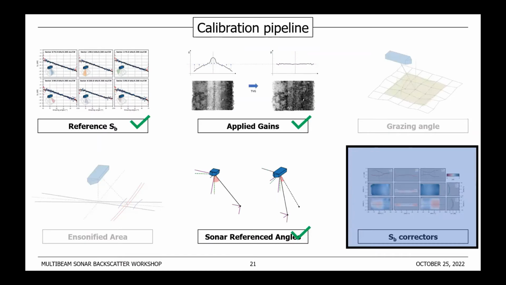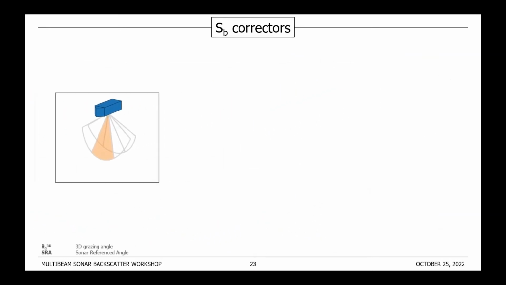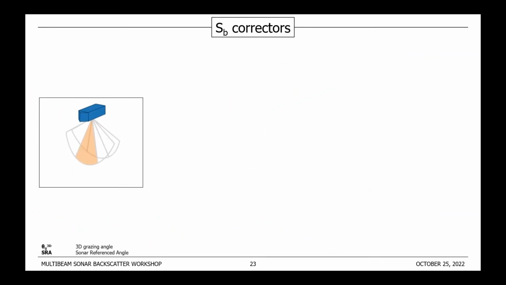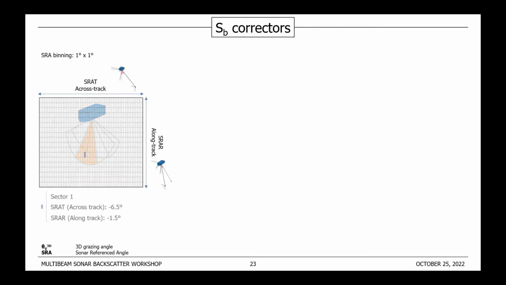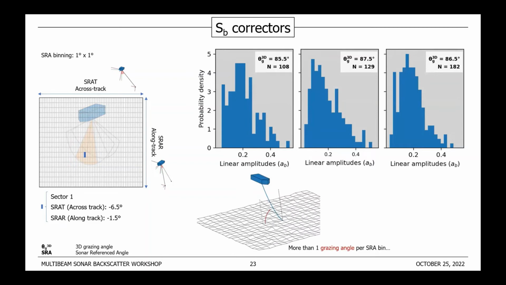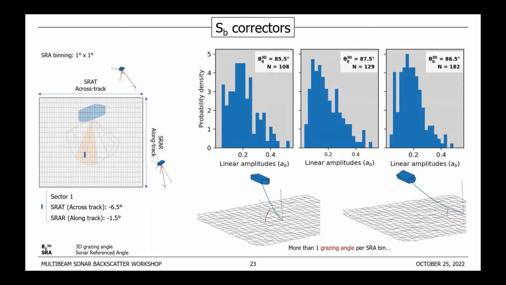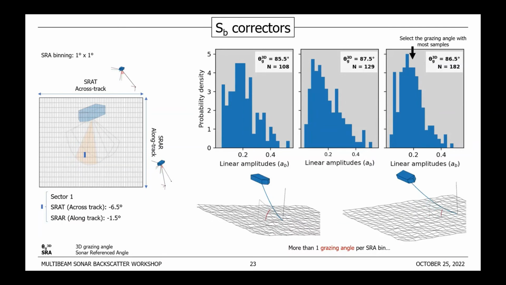And finally, I try to actually derive the backscatter strength correctors. To do that, I subdivide my data set into sectors. Now let's look at a specific sector. I subdivide the data that falls under a specific sector in sonar referenced angle beams. Let's look at the data that's in one of these specific beams. We can further group it in several grazing angles, and that happens because for the combination of sonar referenced angles, we'll have different seafloor morphologies, or our vessel will present different attitudes. So we'll have many boats or many slopes. To deal with this, I just select the grazing angle sub-beam with the most samples in it.